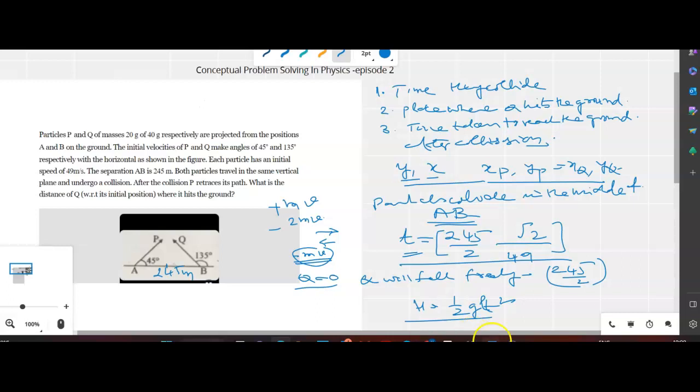So conceptually the problem is simplified. We don't have to solve these equations of motion. Hope this gives an example of how understanding the physics of the problem helps in finding the solution quickly and more accurately.